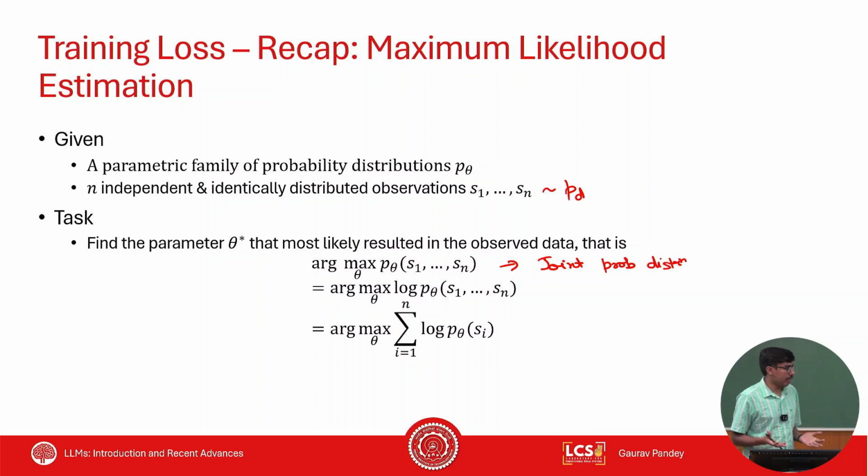Then what you will say is that the argmax of some function is the same as the argmax of the log of that function, so you can just add a log here. And because these observations are independent, the joint distribution will decompose as a product, and since it is inside the log, the product will become a sum of log probabilities. So this is your maximum likelihood estimation. Given any observation, any parametric model, find the parameter that maximizes this quantity. That's your maximum likelihood estimate.